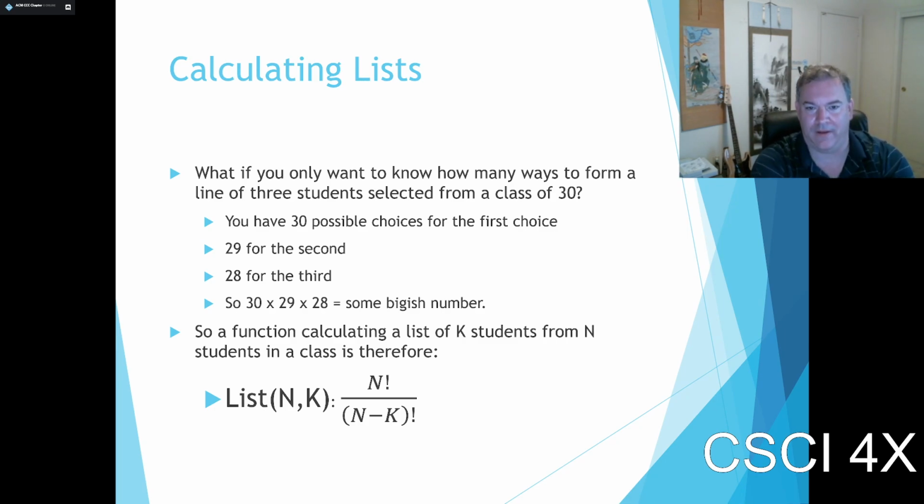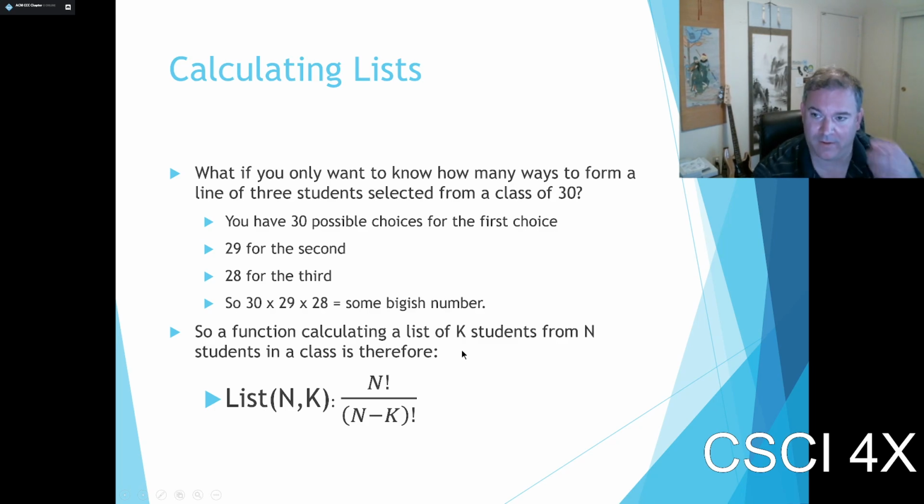Okay, so then you don't always queue up everybody in a line using the entire group. For example, if I wanted to make a line of 3 students from a list of 30, there's 30 possibilities for the first student in line. There's 29 remaining for the second one. There's 28 remaining for the third one, and we're done. So it'd just be 28 times 29 times 30. And so the formula for that is n factorial, where n is the size of the class, divided by (n minus k) factorial. So in this case, it would be 30 factorial divided by 27 factorial.